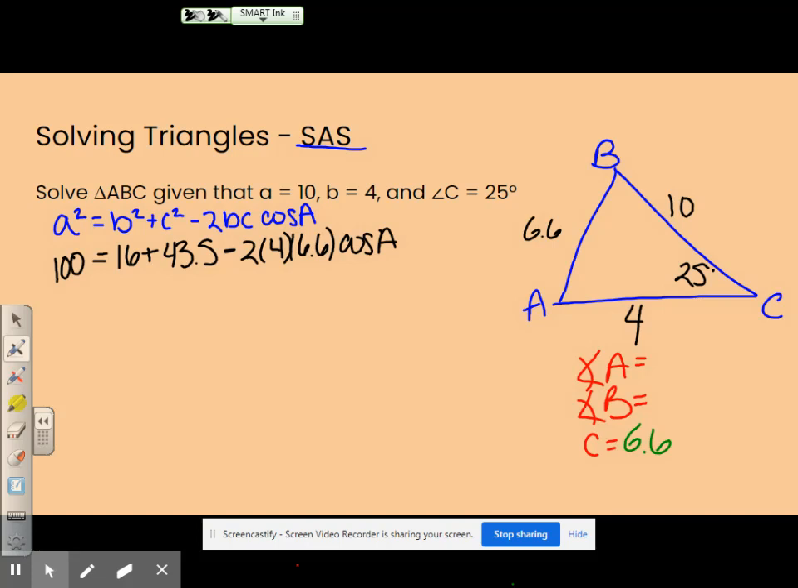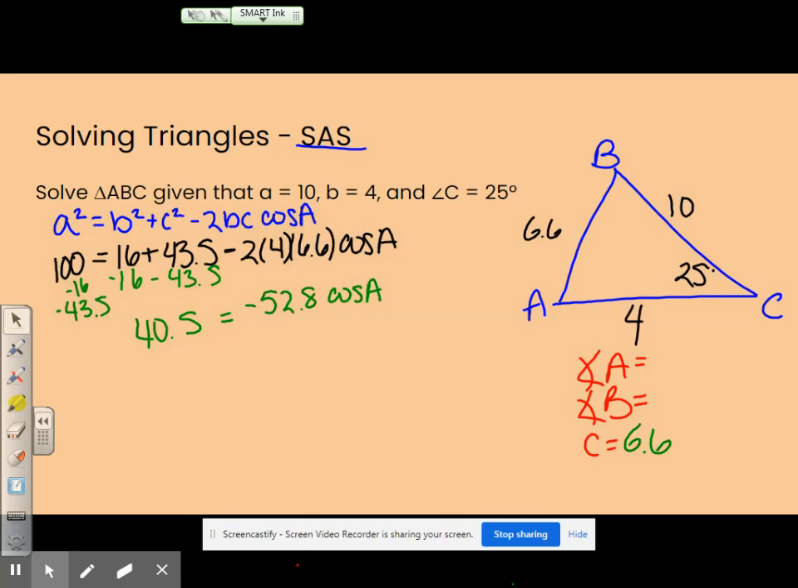All right, let's clean this up. My first goal is going to be subtracting that 16 and that 43.5 onto the other side. And when I get that, I get 40.5. All right. And on my right side, when I multiply that negative 2, 4, and 6.6, I get negative 52.8 times the cosine of A still.